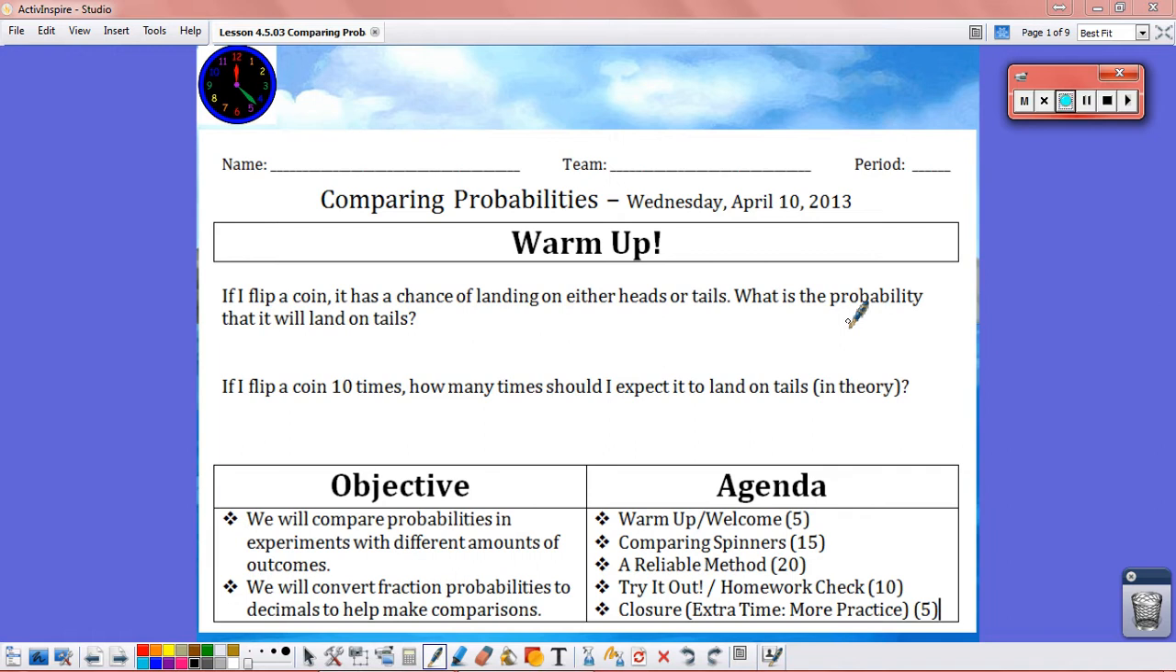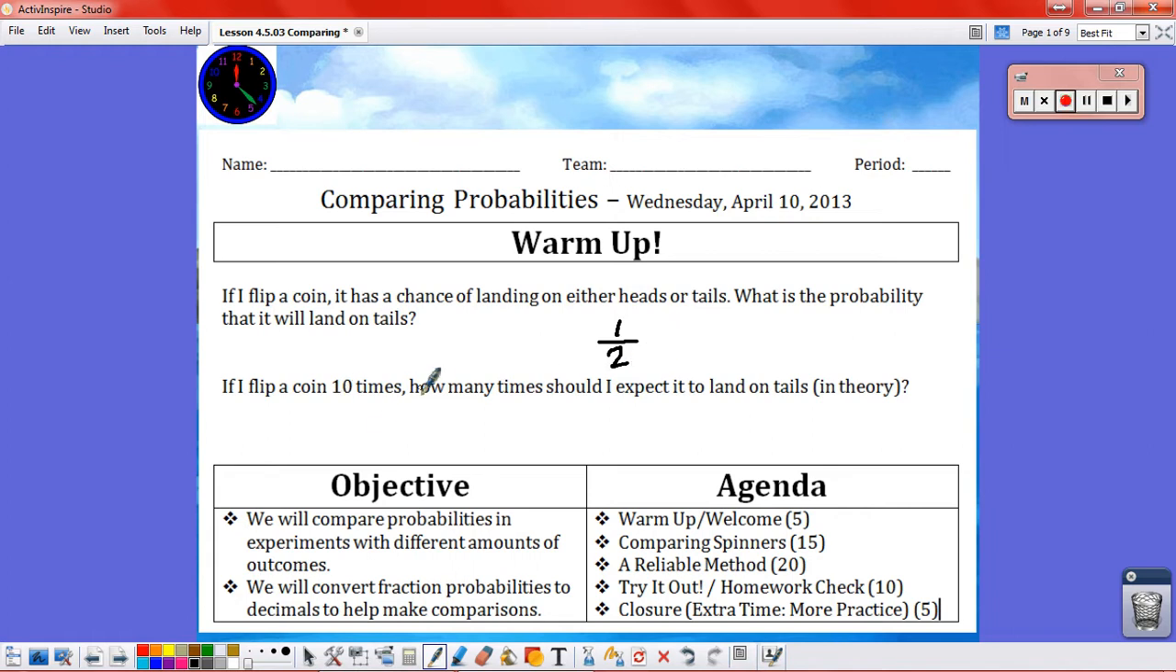And the warm-up is if I flip a coin, it has a chance of landing on either heads or tails. What is the probability that it will land on tails? Well, if we remember our formula, the number of ways it can land on your outcome goes on top, so that's 1. There's only one side that says tails. And then the number of total possible outcomes is the bottom, and the outcomes are either heads or tails, so 2. So it's a 1 out of 2 chance, 1/2.